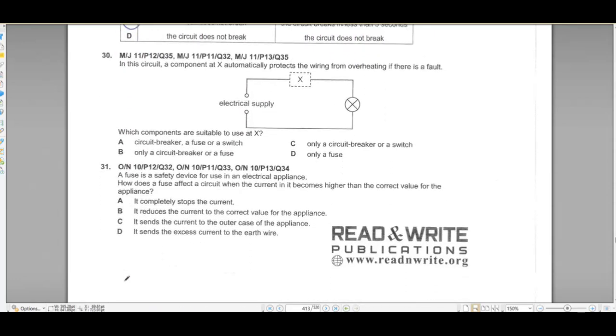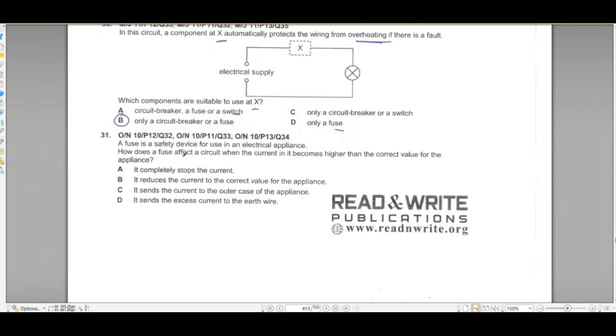Question number 30. In this circuit, a component X automatically protects the wiring from overheating if there is a fault. Which components are suitable to use as X? So, I think a fuse or a circuit breaker can be used over here, and nothing more is required. So B is the correct option. You don't require a switch. Only a fuse can also work, but when there are two things that serve the same purpose, both of them can be used. Okay, question number 31.